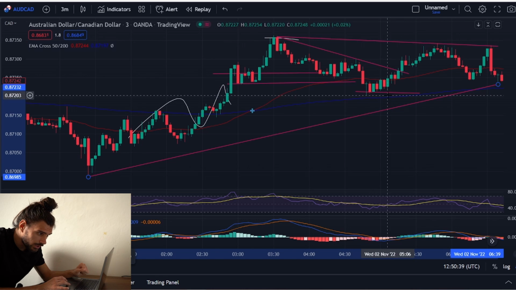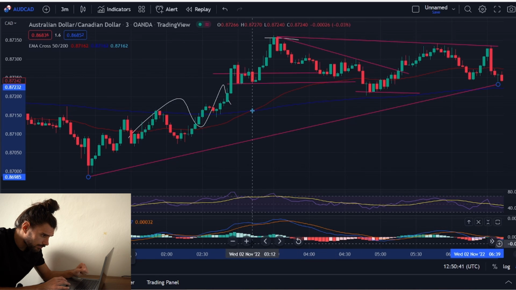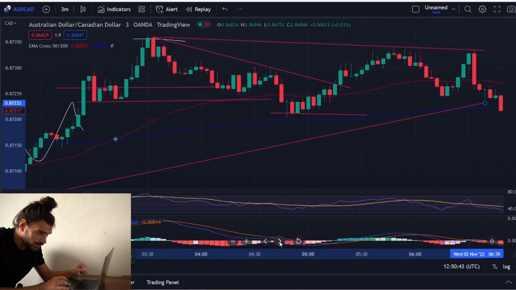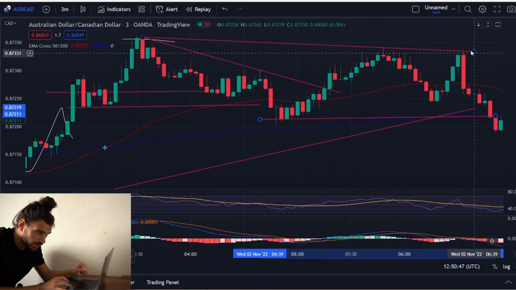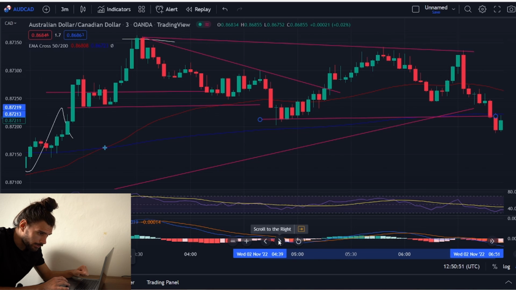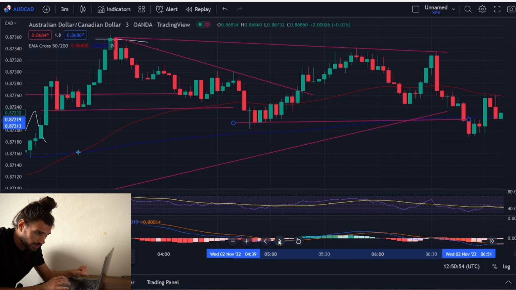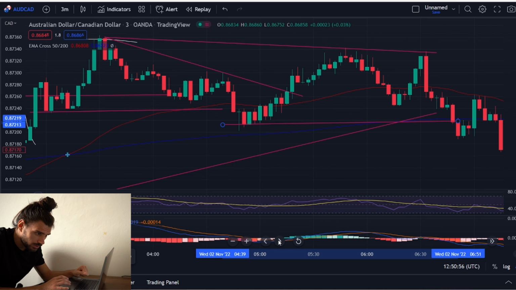I need a break below here. So let's see what the market does. So now we are kind of breaking with just one candlestick. I'm not really looking good for now. Still need a bearish sign. Now market goes up. Still nothing.